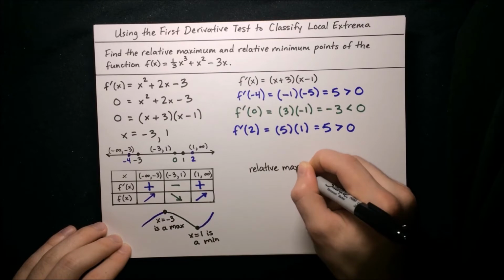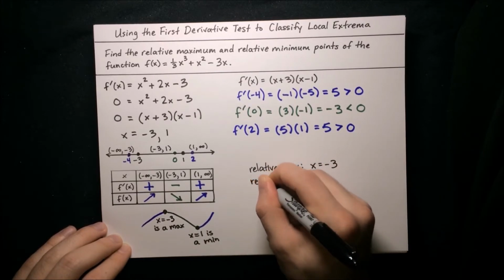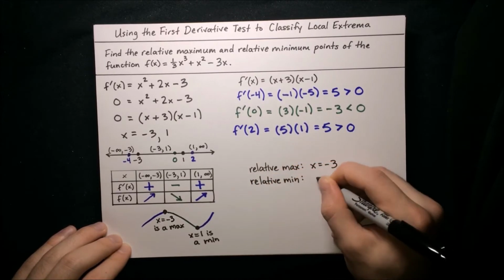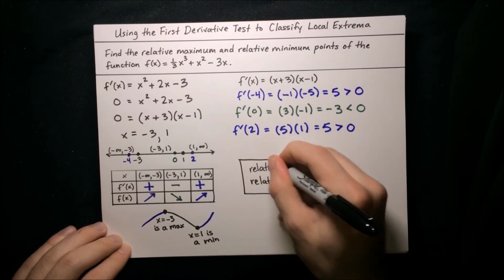Relative maximum is x equals -3, and relative minimum is x equals 1. And here we go. We're done. We've got it.